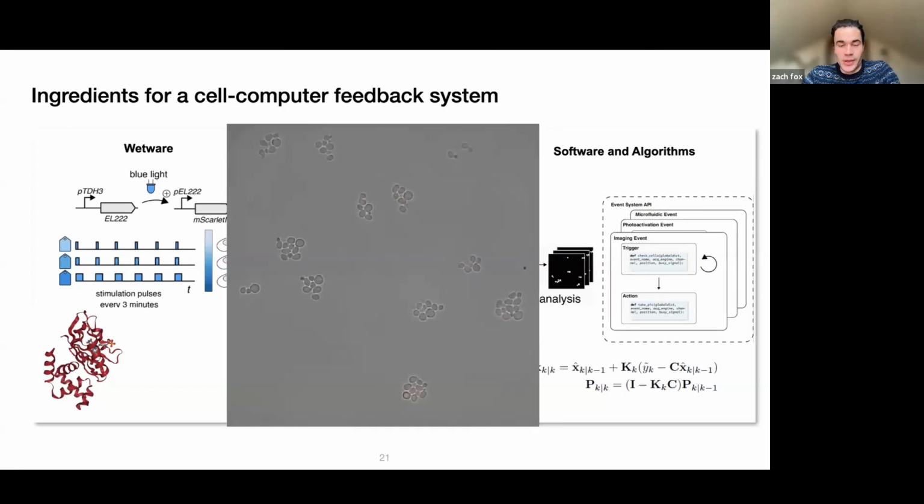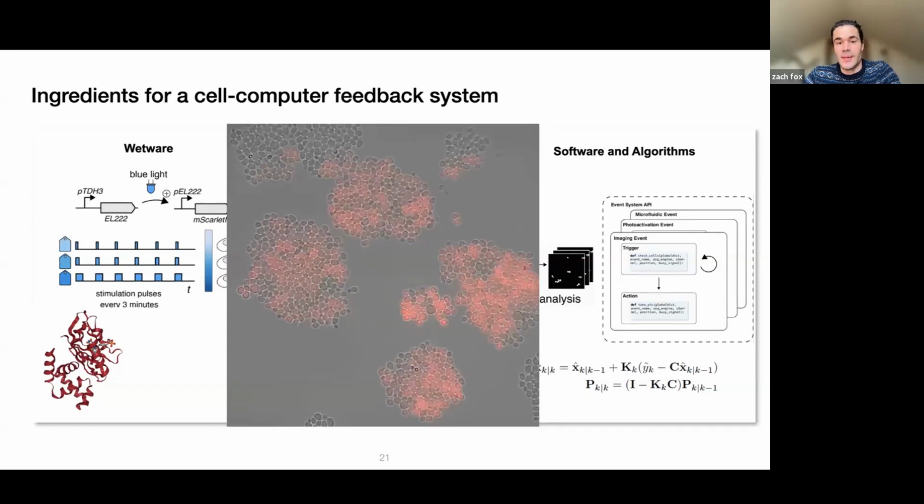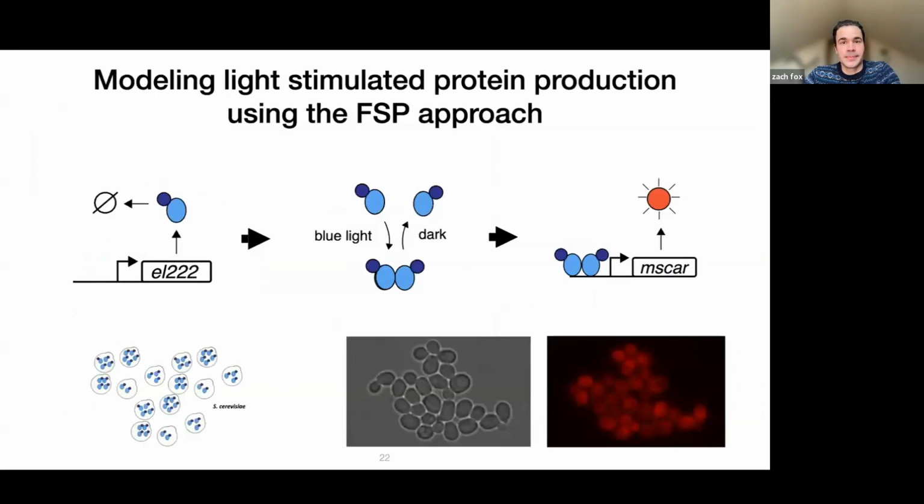So here's how some yeast cells growing and dividing under the microscope look under the blue light. You can see that you do get differential expression. There's definitely some stochasticity of these cells in their expression. Okay, so we need to model this because we're doing, again, model predictive control, so we need a model for our system. We basically modeled the EL222 production, then the dimerization, and finally the promoter dynamics of the mScarlet protein.